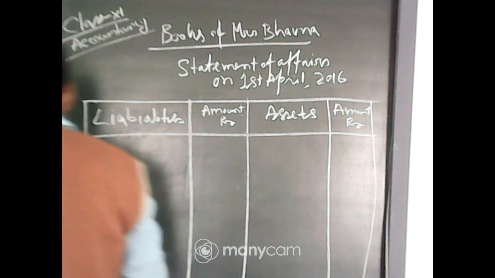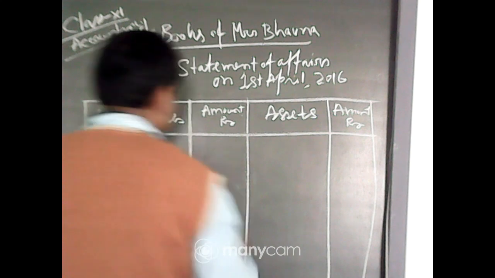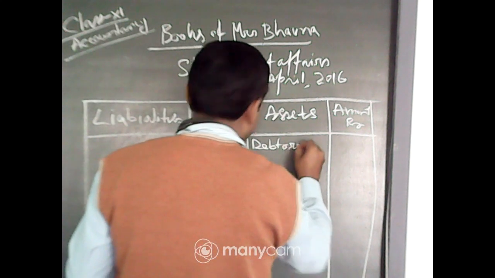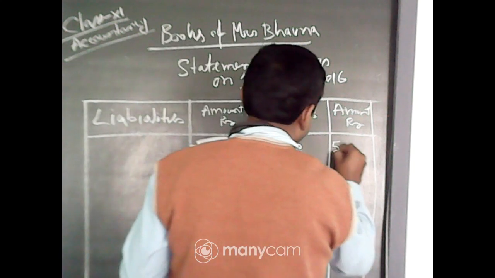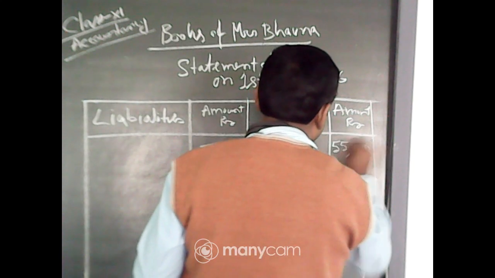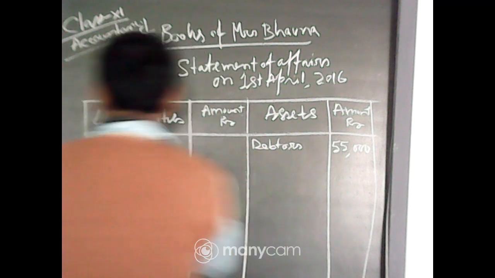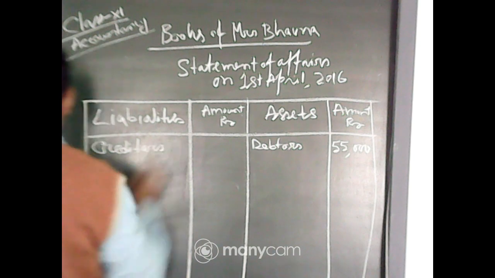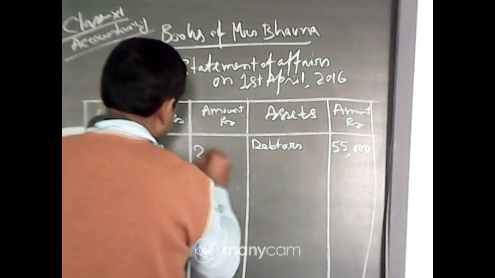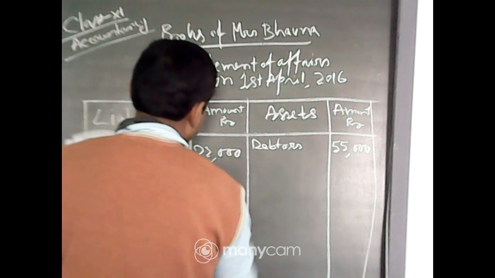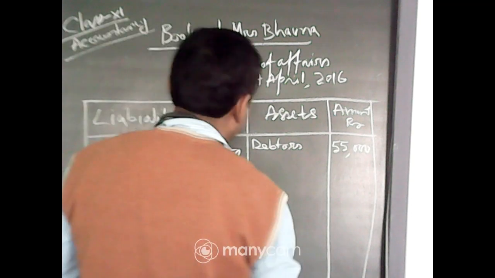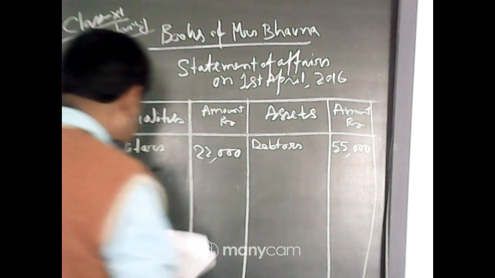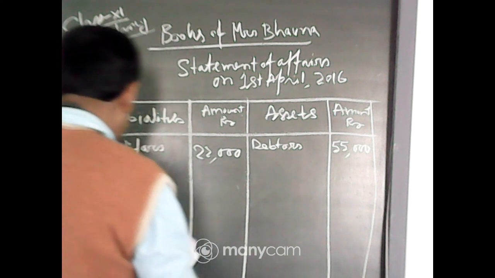So debtors is there, so take the debtors opening balance, that is 55,000. Next is creditors. Creditors will come to the liability side, that is 22,000. All the opening balances we will take, because from that we want to reveal the opening capital. Now next is stock.